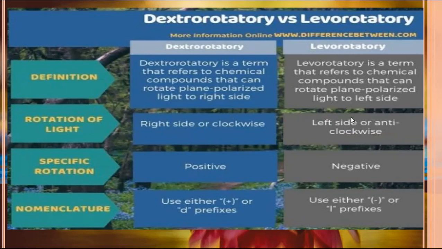levorotatory. An example of levorotatory is fructose, and an example of dextrorotatory is glucose. A specific rotation is positive when the rotation is to the right side or clockwise, and if it is left side or anti-clockwise, it is called negative rotation. The nomenclature uses the plus sign or D prefix for dextrorotatory. For negative rotation or levorotatory, the minus sign and L prefix are used. These are the differences between dextrorotatory and levorotatory.